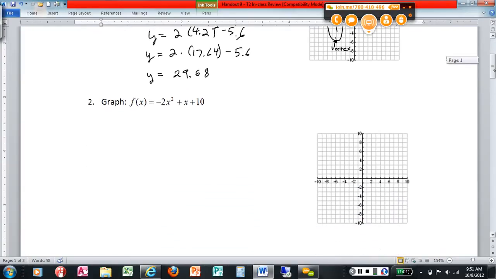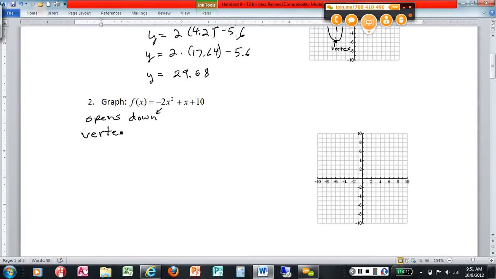What about a quadratic, as in number 2 there? Well, we can tell a few things about that, can't we? Which way does this one open? This one's going to open down because of the negative 2 in front here. We can tell real quick about that one that it's going to open down. Now what about the vertex on this one?